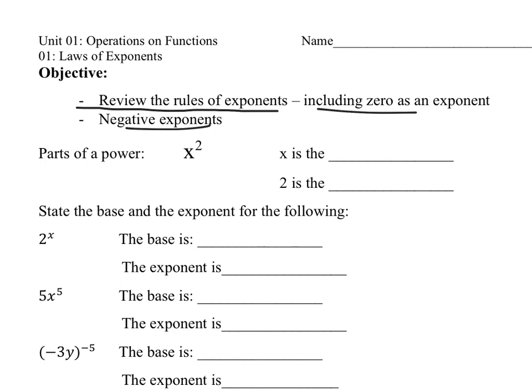Okay, so today we have to remember the parts of a power. So this thing right here is a power, and the power has two parts. It has the x here, which is considered the base, and 2, which is your exponent. And altogether, that's called a power. Okay? So if you're looking at this one right here, we want to state the base. What's the base and what's the exponent?